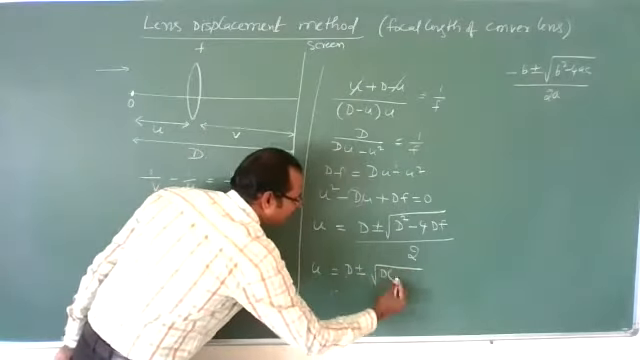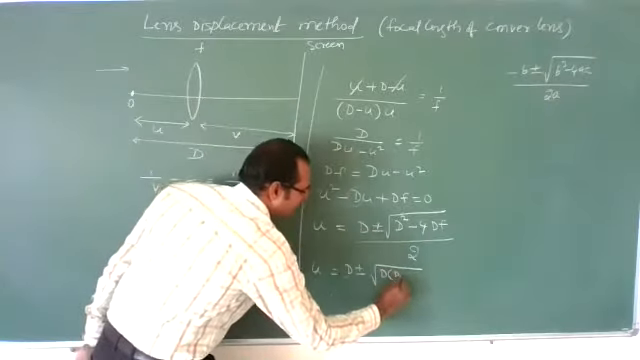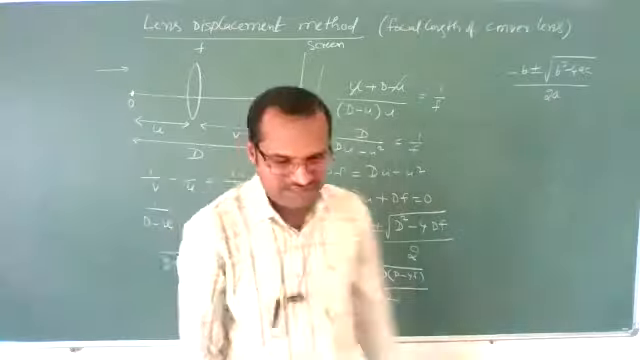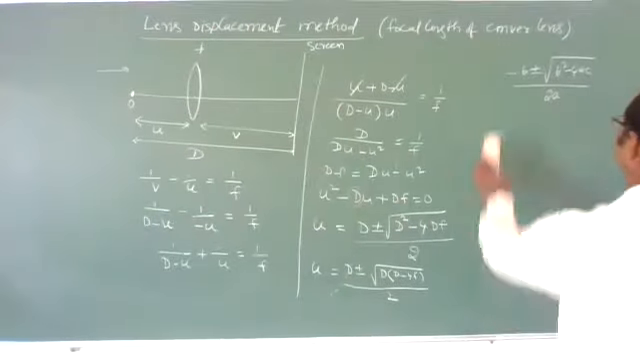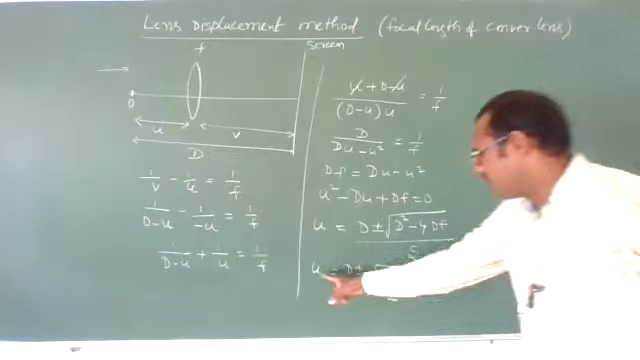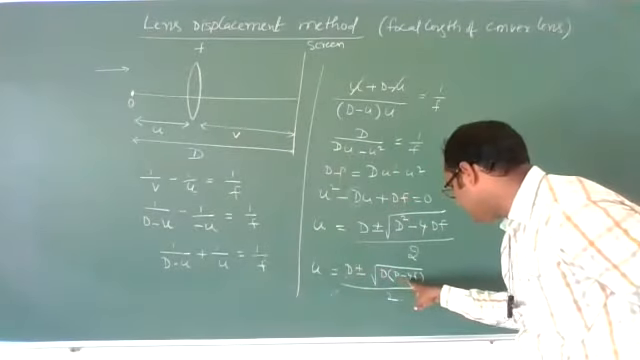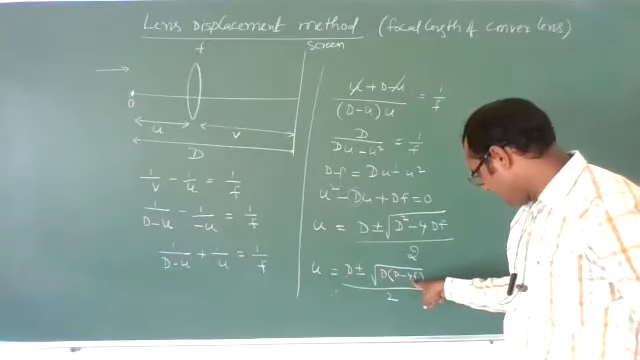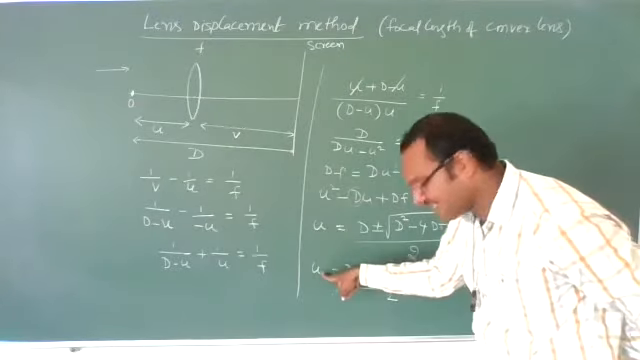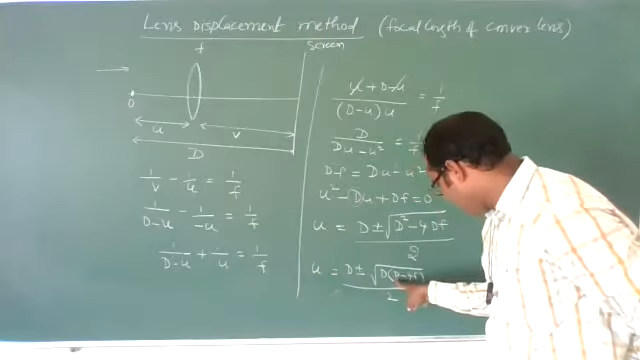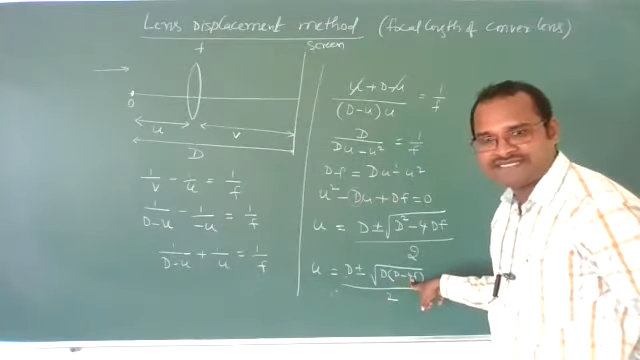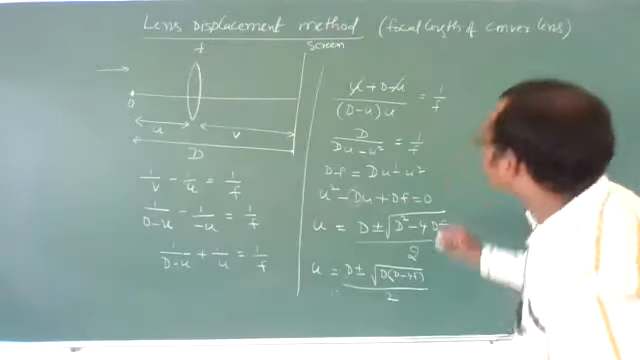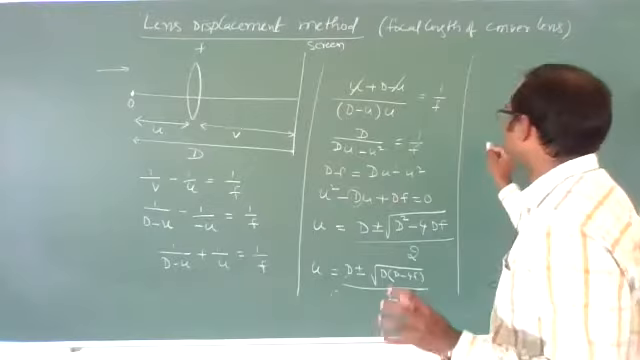Can we take D common from these two? Yes. We will get D minus 4f by 2. Means in this case your u value depends upon this D minus 4f. If D minus 4f is positive, then only you will get real roots. If it is negative, you will get imaginary numbers, you can't get roots of u. Clear? You should remember all these conditions.